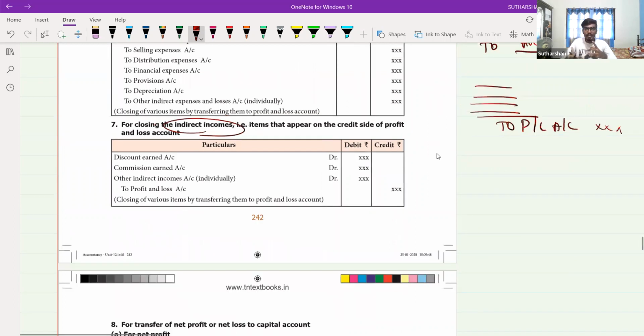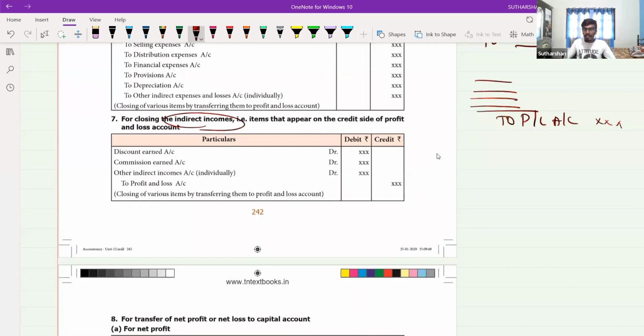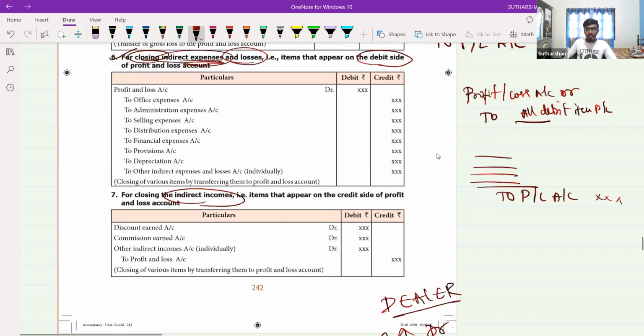Okay, these are transferring entries. In the dealer concept, it will not be applicable. Normally, expense increase is debit but expense decrease is credit, but that is not applicable here because these are the closing entries. In the closing entries, the profit and loss account transfer reverses the concept.